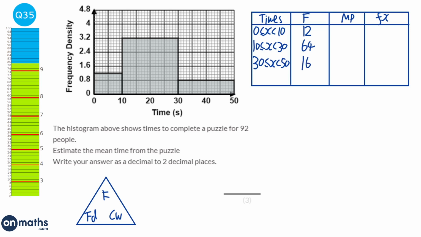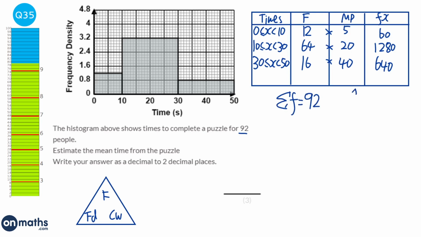Okay, so we've got our table from the histogram, and we're asked to find the mean, so hence us doing the midpoint, etc. So the midpoint is 5, 20, and 40, and then the fx, we just times these together, and that would be 60, 1280, and 640. Now, something I said earlier is that the frequency density is proportional to the frequency divided by class width. It does tell us there are 92 people, and if you do the sum of the frequencies, you do get 92. So we know that it's a one-to-one relationship.